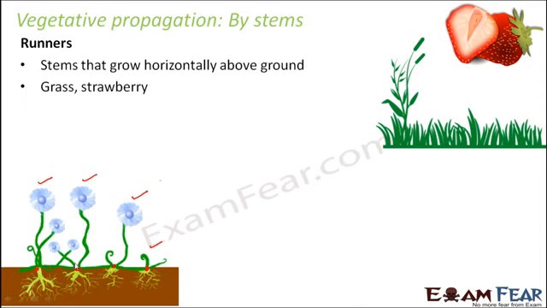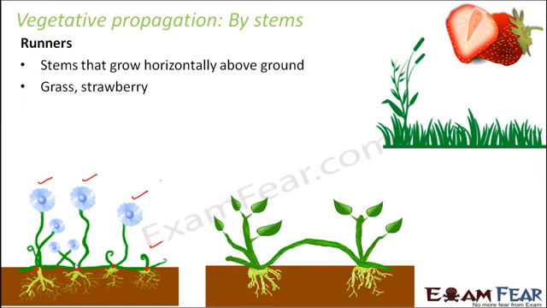Now, very similar stems in strawberry are given a different name called stolon. If you see here, this is how the strawberry plant looks like. This is also almost parallel to the ground, but it is a little different in shape. So this is often termed as stolon, which is present in strawberry.